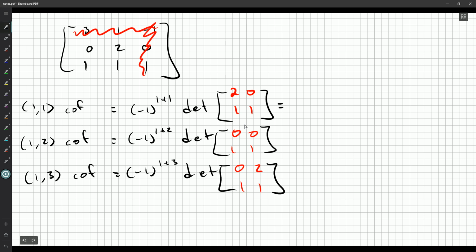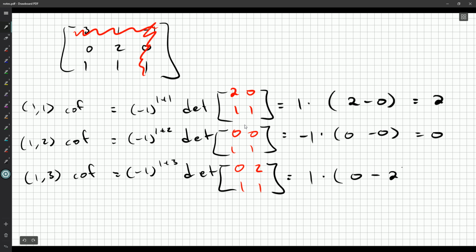Okay, so negative 1 to the 2 is just a 1. Negative 1 to the 3 will be minus 1. And negative 1 to the 4 will just be a 1. And then we know how to do 2 by 2 determinants, so 2 minus 0. We get our first cofactor is 2. 0 minus 0, next cofactor is 0. And then 0 times 1 minus 1 times 2, we get negative 2. Great, so that's our first column for the adjoint.